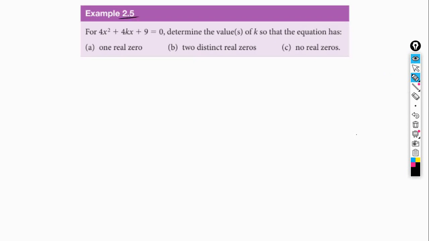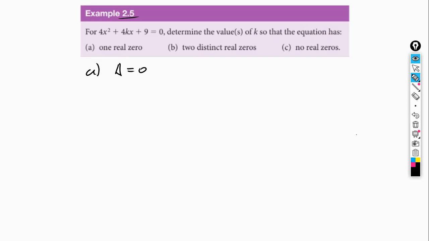It says, for 4x squared plus 4kx plus 9 equals 0, determine the value or values of k so that the equation has A, one real zero, B, two distinct real zeros, and C, no real zeros. Okay, so for A, we want this equation to have one real zero, then the discriminant has to be equal to 0.